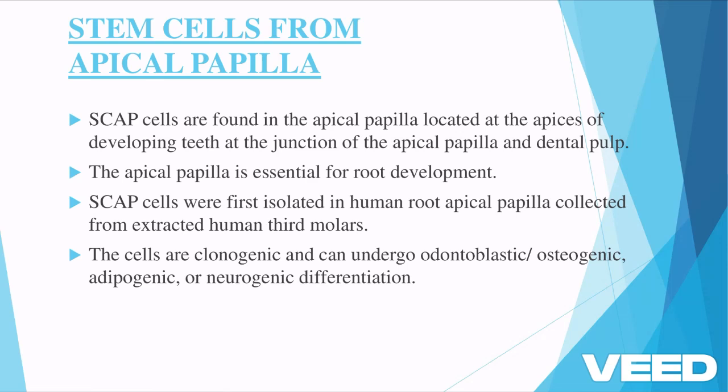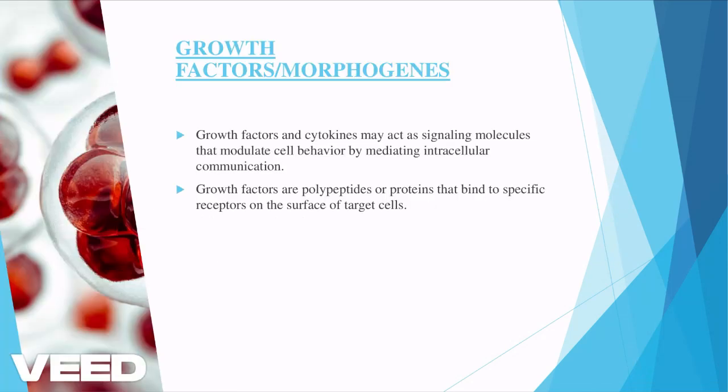Stem cells of the apical papilla were first isolated in human root apical papilla collected from extracted human third molars. The cells are clonogenic, and can undergo odontoblastic or osteogenic, adipogenic, or neurogenic differentiation.